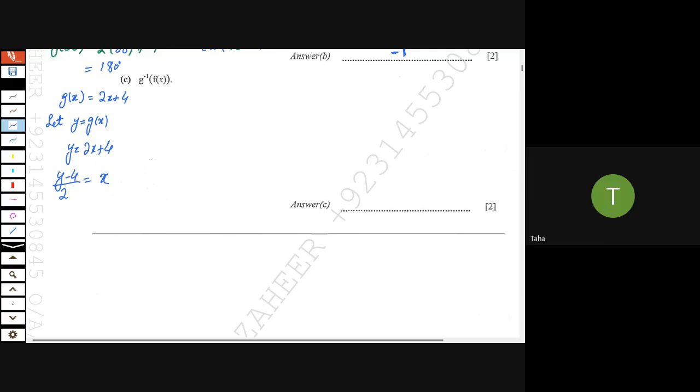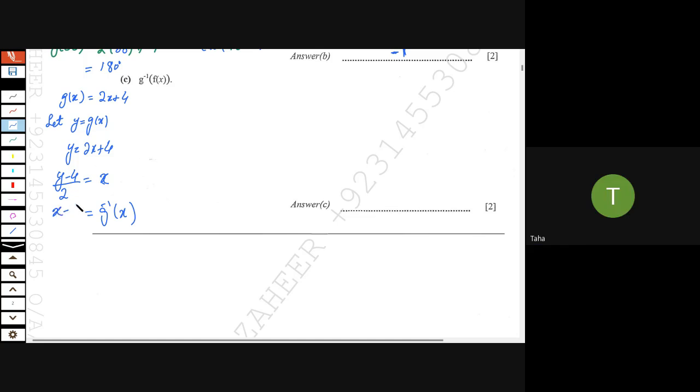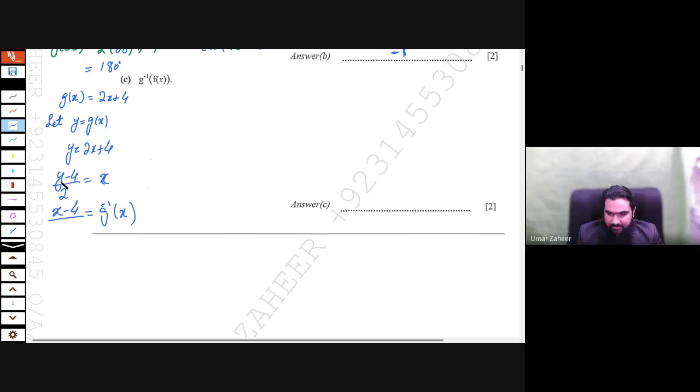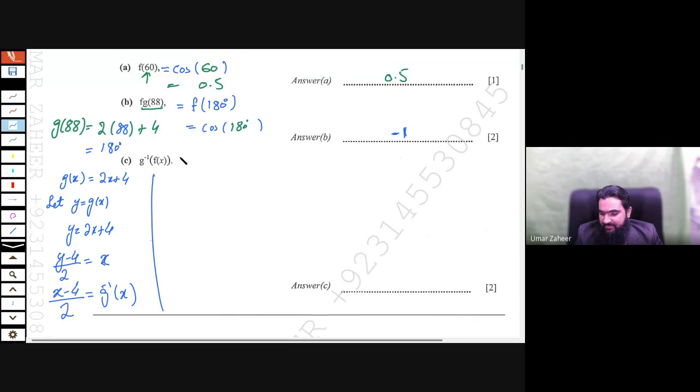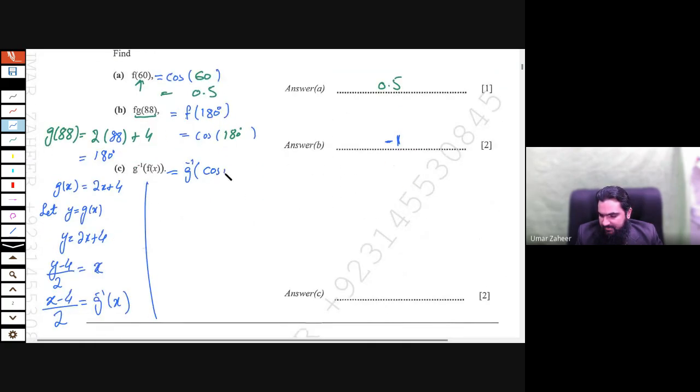We replace y with x and x with g inverse of x. So we'll get the value of g inverse. Now we will get the value of g inverse of f of x. So g inverse as it is, at the place of f of x, we'll substitute the value of f of x. The value of f of x is cos x.